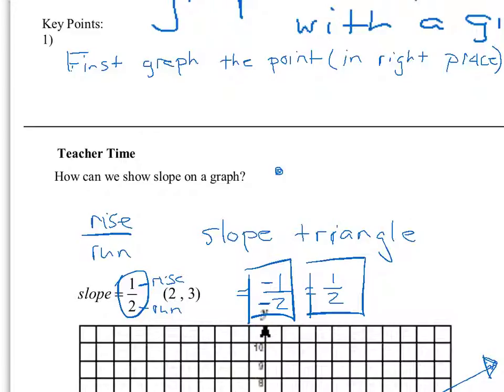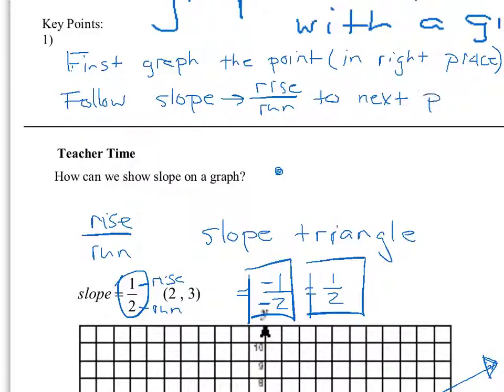Perla? Carson, focus. Follow slope. Rise over run to next point. Good. Key point number 1 is a list of steps how to go about doing this problem. That is a terrible spelling of the word repeat. Repeat. Following the slope.